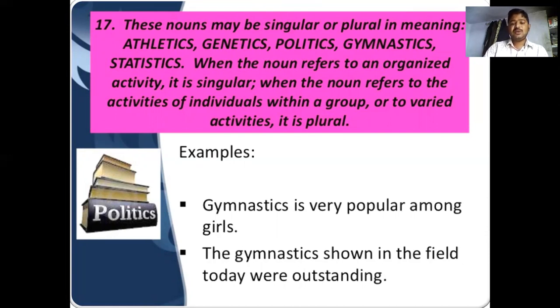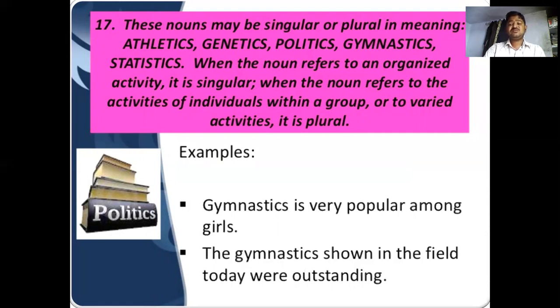Gymnastics is very popular among the girls. Athletics, genetics, politics, gymnastics, and statistics can be represented as plural, but even so they can refer to a singular. The gymnastics shown in the field today were outstanding.